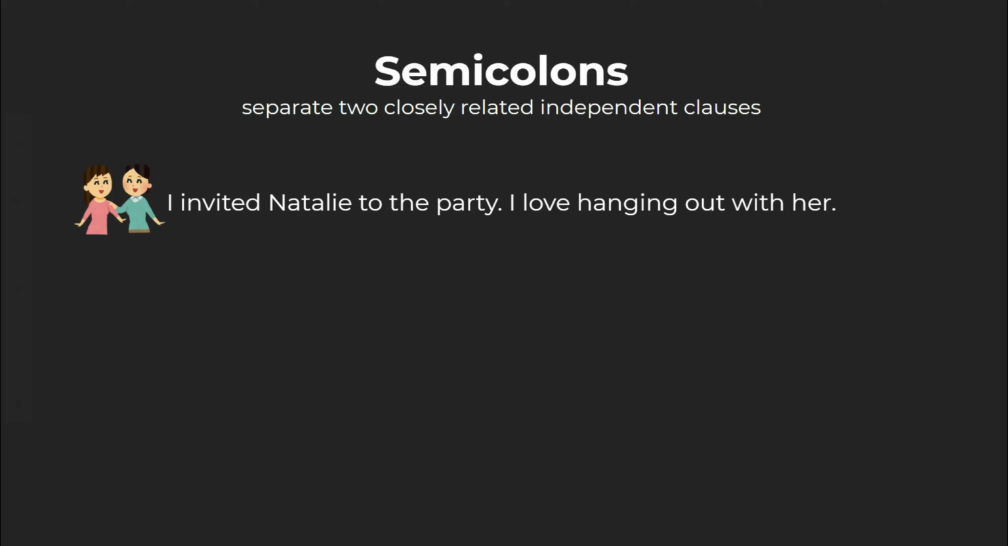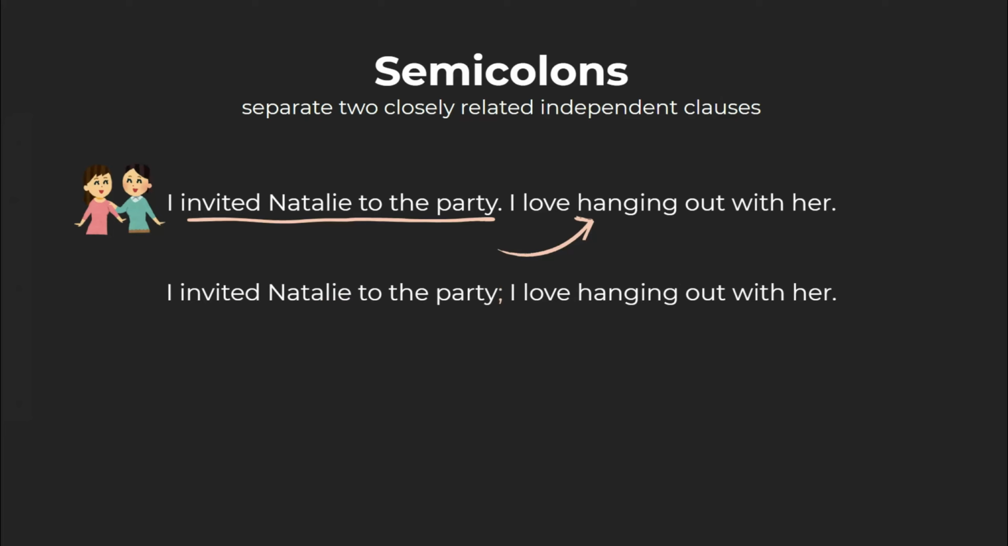These clauses are connected, as one could surmise that the reason the speaker invited Natalie to the party is because they like spending time with her. Therefore, a perfectly acceptable way to connect these 2 clauses would be with a semicolon. I invited Natalie to the party; I love hanging out with her.